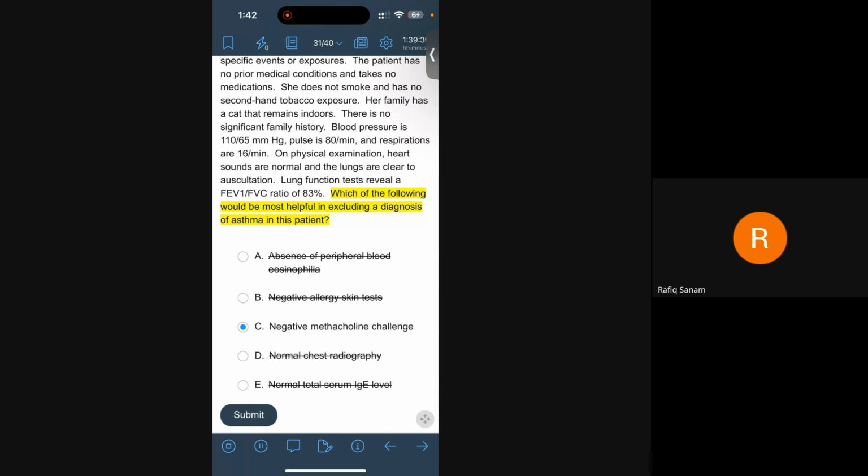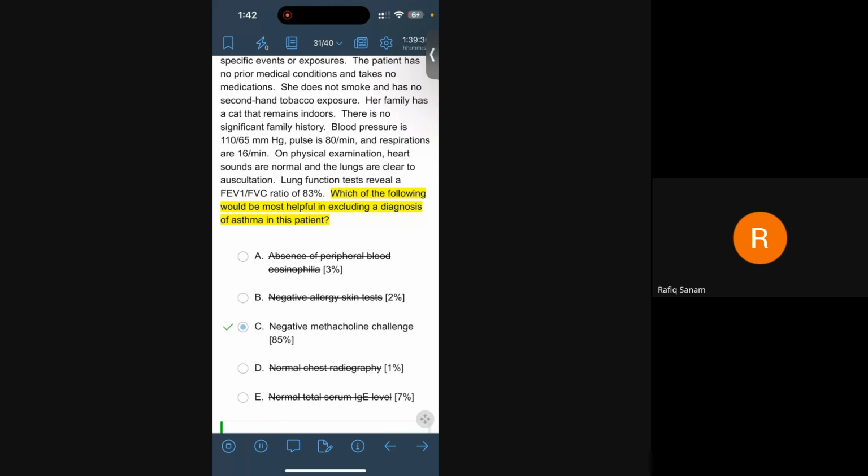So this is going to be a negative methacholine challenge test. All of the other findings can be present in an asthma patient. An asthma patient can have normal IgE levels. An asthma patient can have a negative allergy skin test, but an asthma patient cannot have a negative methacholine challenge test.